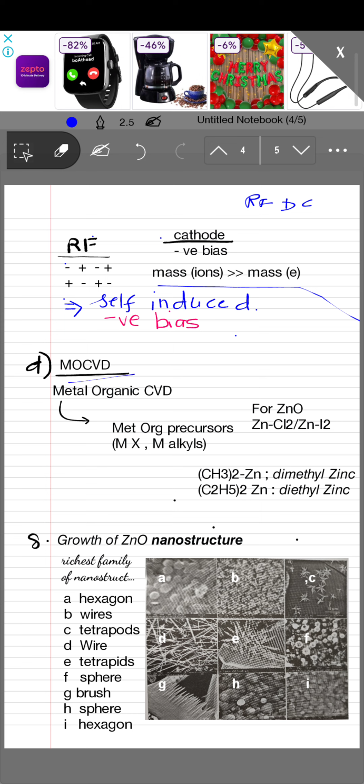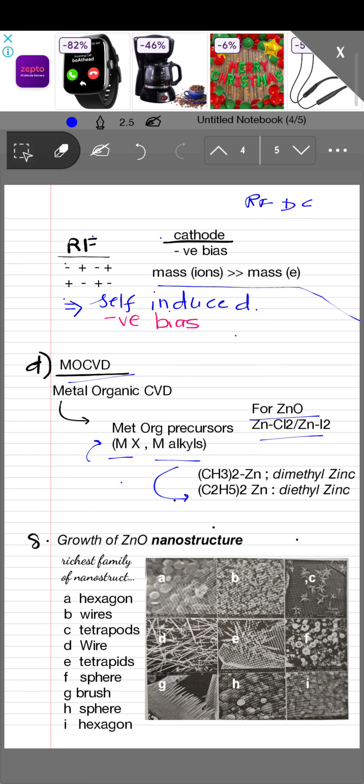The next method is called metal organic CVD, where metal organic precursors like metal halides and metal alkyls are used to deposit zinc oxide. The metal halides are mainly zinc chloride and zinc iodide, and the metal alkyls consist of (CH3)2Zn and (C2H5)2Zn, dimethyl zinc and diethyl zinc. So these are the different ways by which we can produce zinc oxide film.